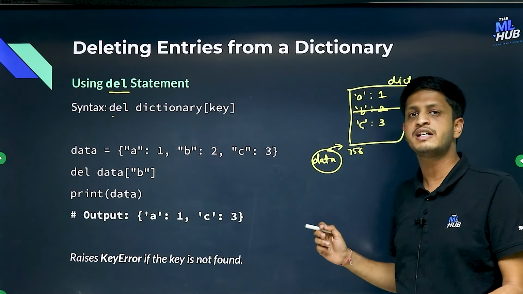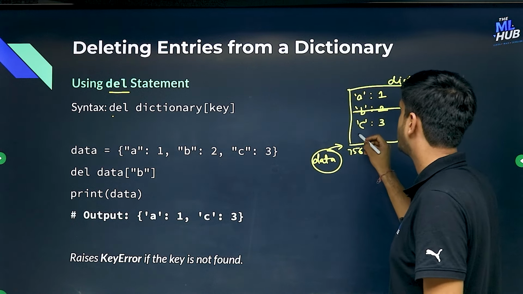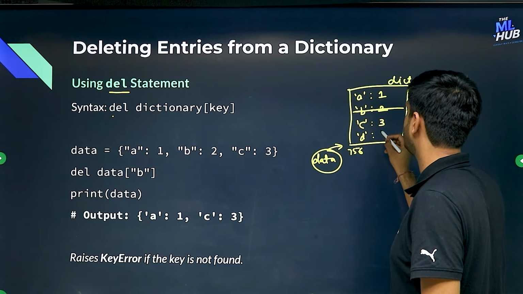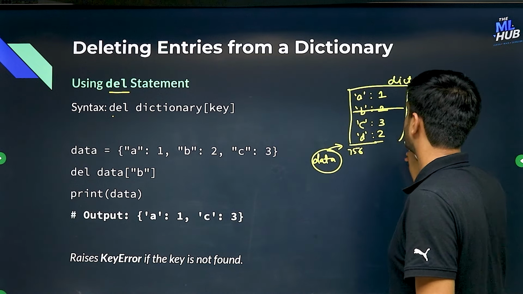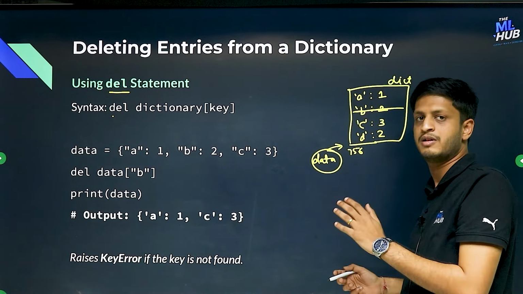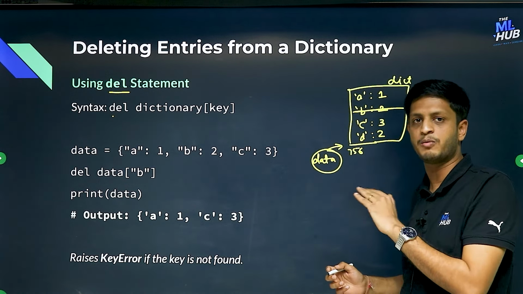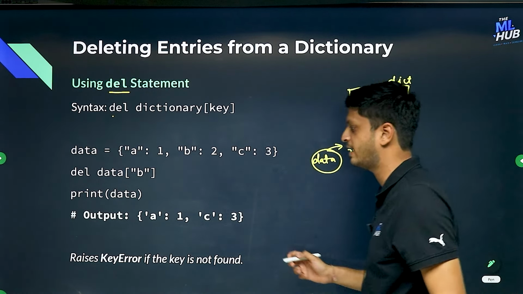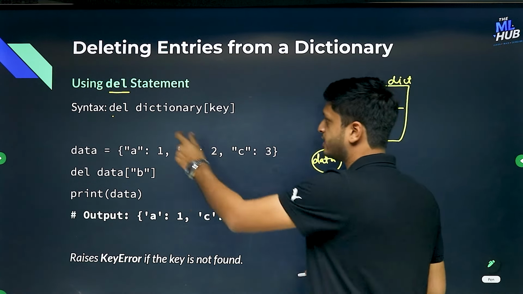This is how you can change a key as well. If I have to change the key B to D, I can delete it and add another entry, let's say D2. So here we have just changed B to D. But you cannot change a key in place. You have to delete the key value pair and add another key value pair. This is how you can delete a key value pair in the dictionary using the del keyword.